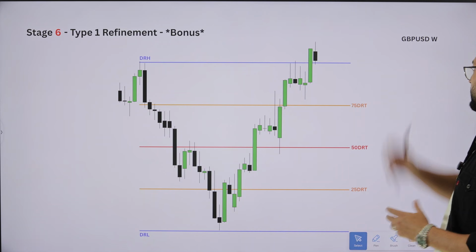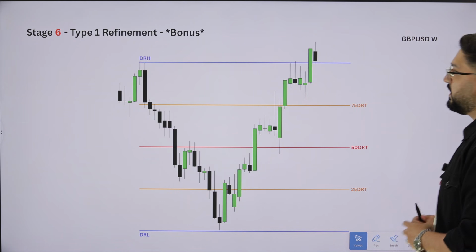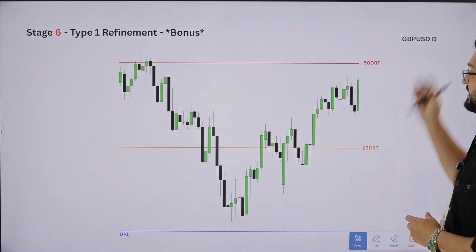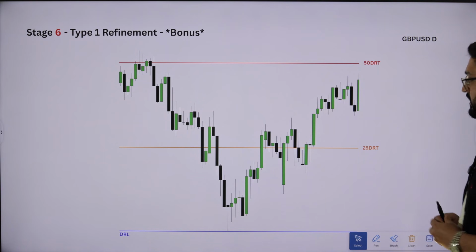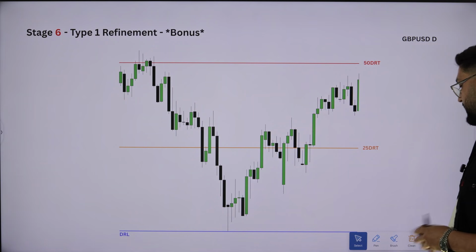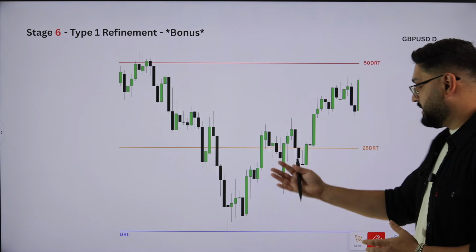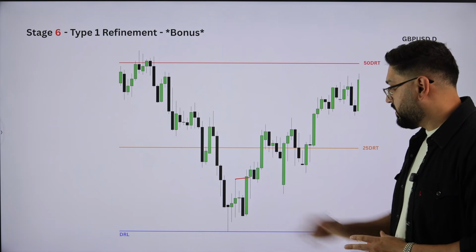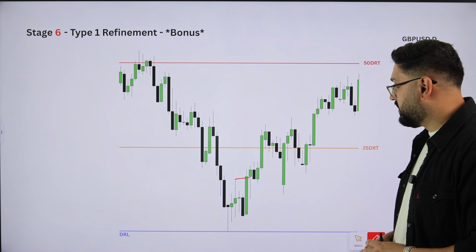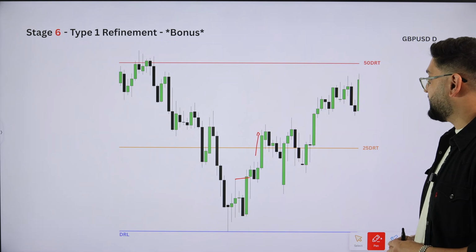So obviously this chart here is for the British pound on a weekly time frame. If we drop down to a daily time frame, you can see this in a little bit more detail. Again, we have that 50 DRT level and the 25 DRT level over here. Now on this time frame, it gives us a little bit more detail where we can see that we have a break in structure above this near-term swing high. And again, we see how price displaces through that 25 DRT level.